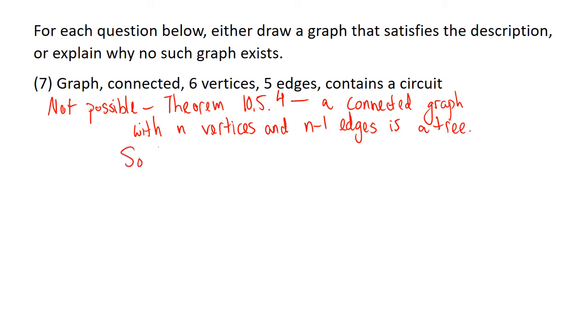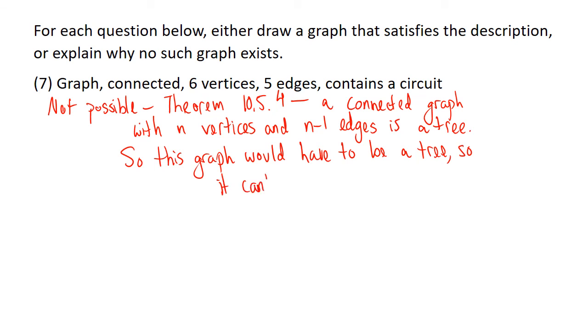So this graph would have to be a tree because we're plugging in 6 for n, and so n is 6 and n minus 1 is 5. So this graph would have to be a tree, so it can't contain a circuit, because trees have no circuits. Okay, and that's it.